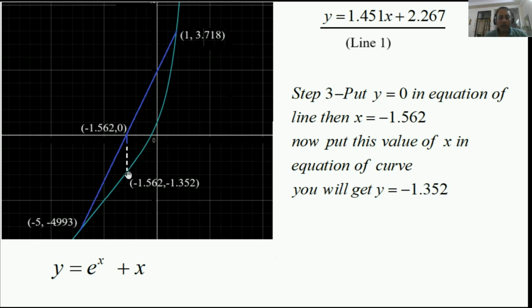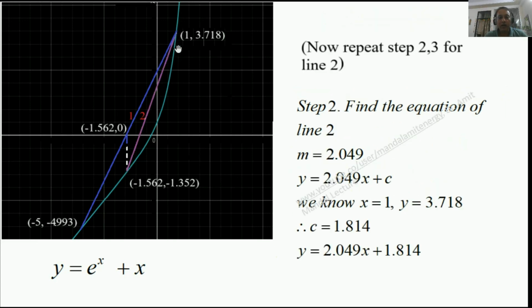Okay, now join this point with this point and form a new line. So this is our line 2, this purple line 2. Okay, now we can see that this line is closer to the root. We have shifted toward the right. So again we have to follow steps 2 and 3 for this line. Again, this is a sort of iteration.